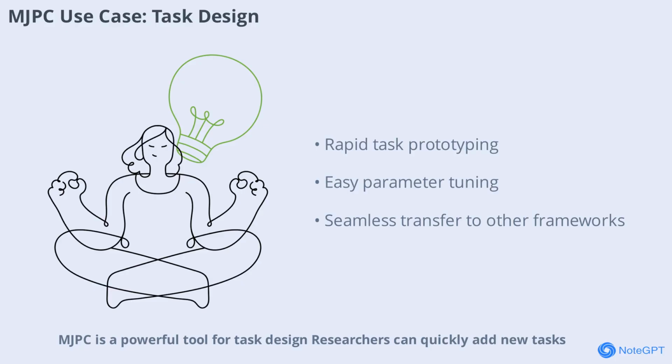MJPC is a powerful tool for task design. Researchers can quickly add new tasks, expose parameters to the GUI, and generate the desired behaviors. Once a task is designed and tested in MJPC, it can be re-implemented in other frameworks, making MJPC a valuable prototyping environment for robotics research.